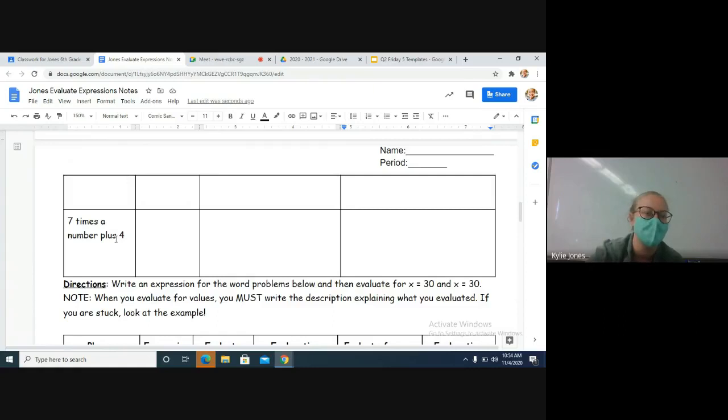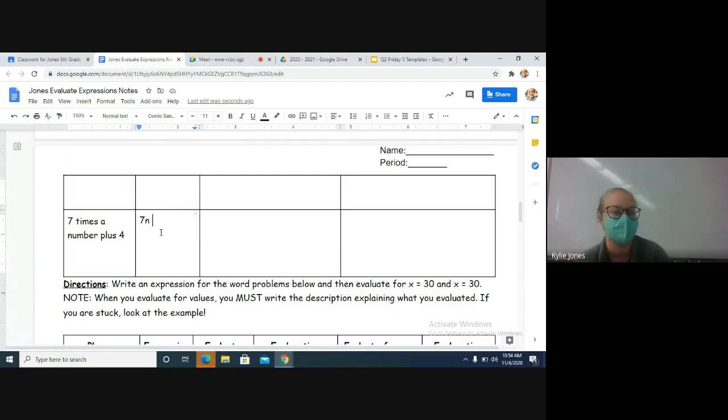Thank you. Our next one is 7 times a number plus 4. Let's start with 7 times a number. What does it mean if I do 7 times a number? 7 times n, which we can just write as 7n, because we know there's invisible multiplication there. Do they take away the multiplication symbol just to make it not as confusing? Yeah. They take away the multiplication symbol so it doesn't look like the variable x.